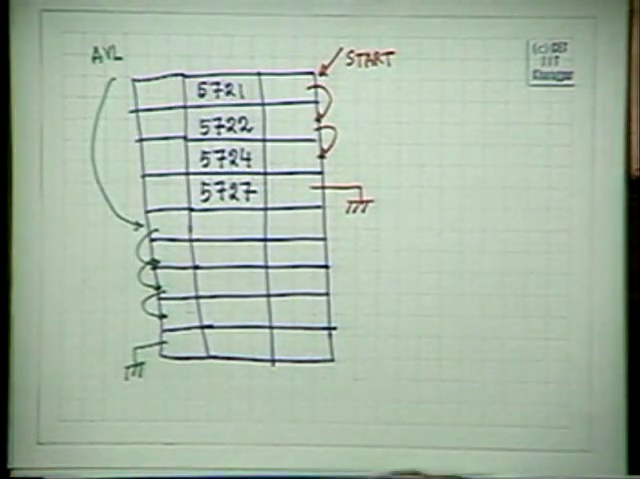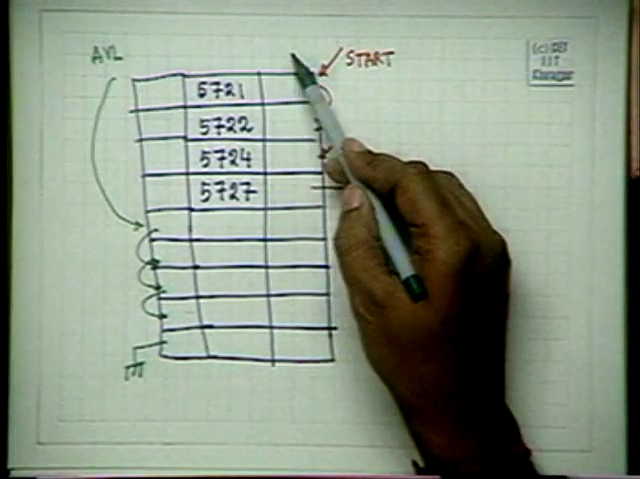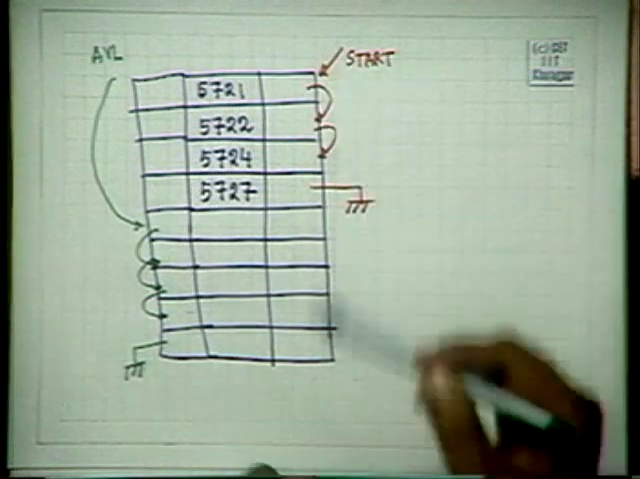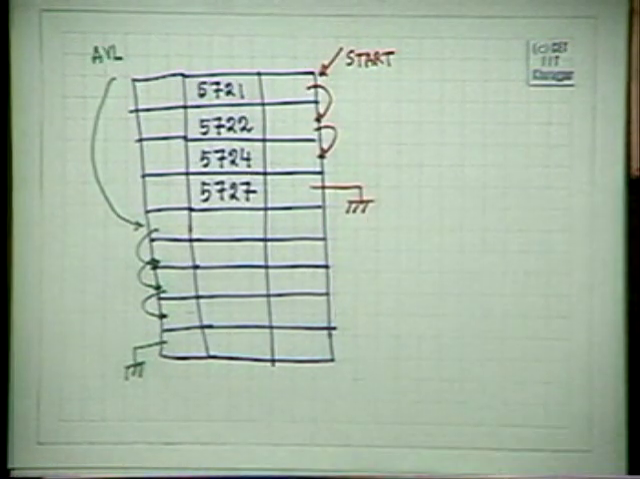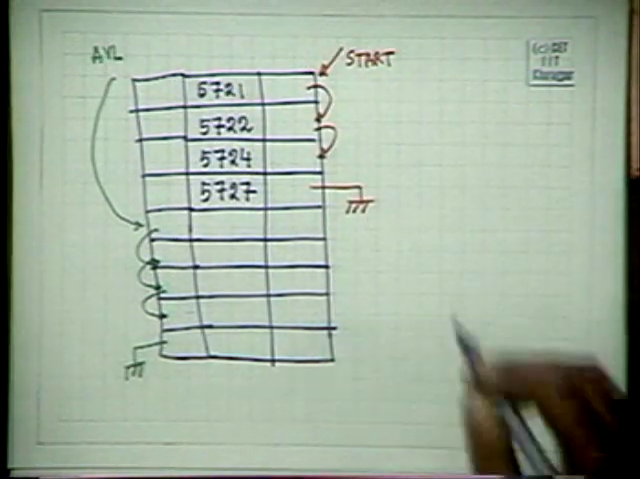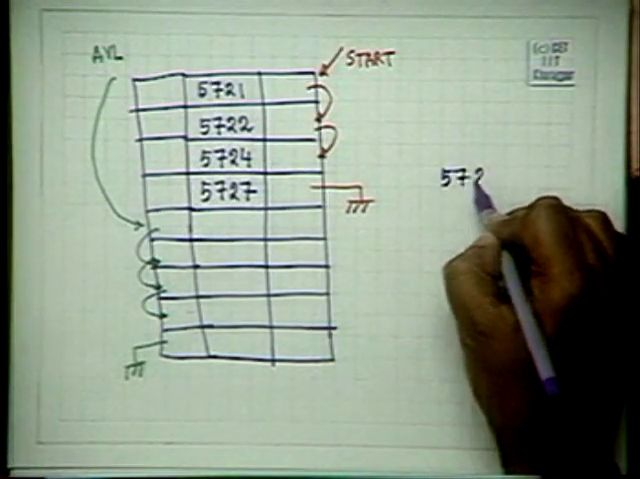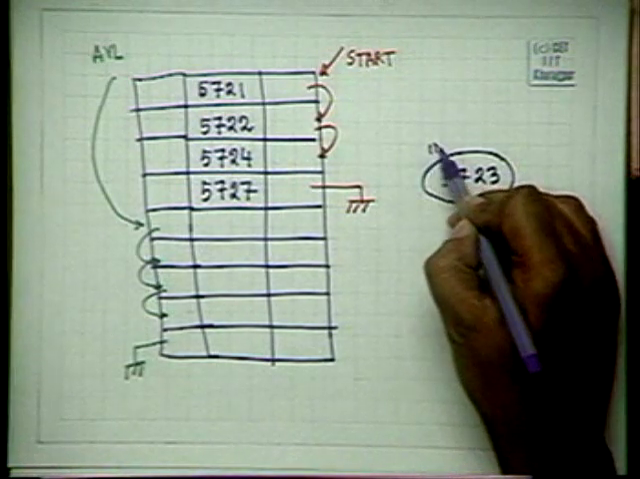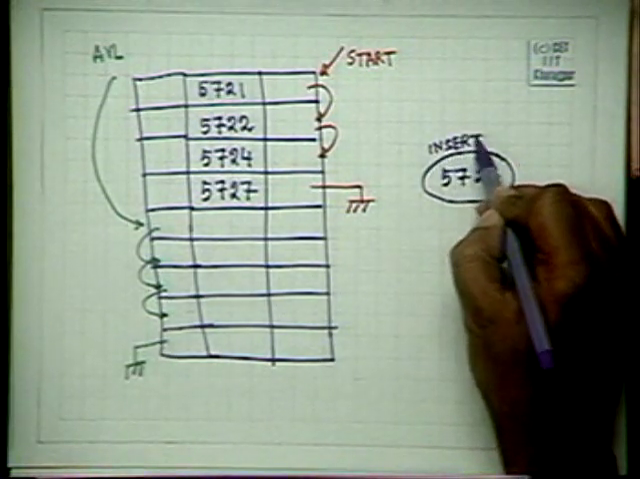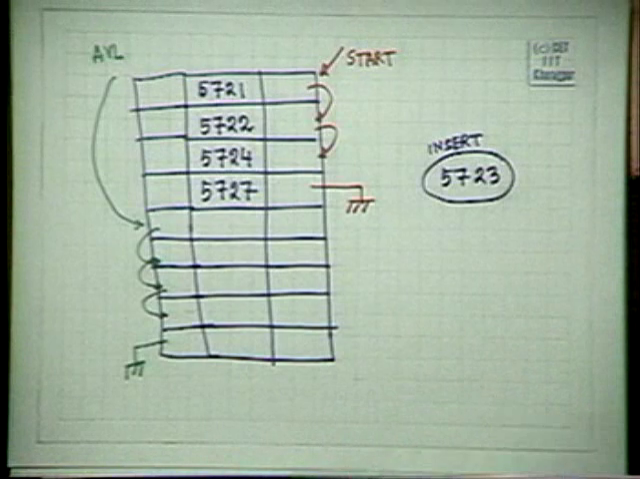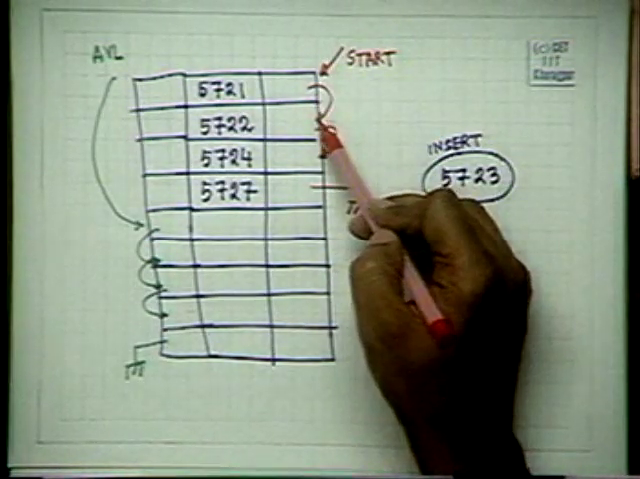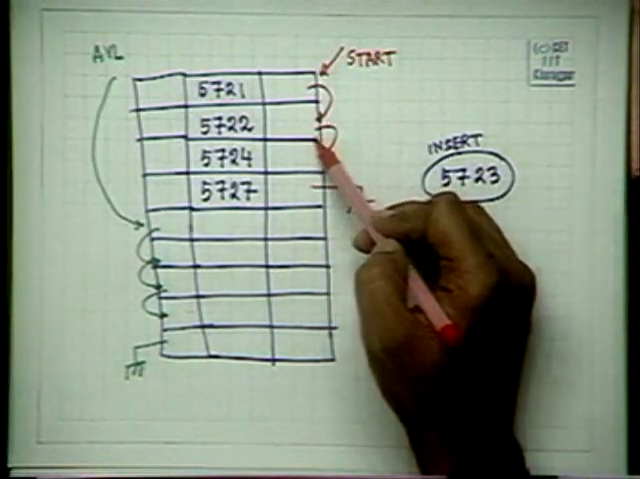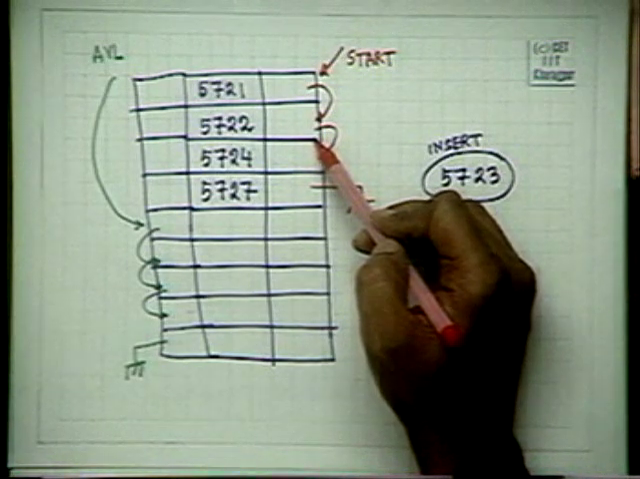Now suppose I want to insert a new record. So I will find where I want to insert it. To find that, I will start from the beginning. And suppose I want to insert 5, 7, 2, 3. At this point, I will come here. This is 5, 7, 2, 2. This is 2, 4. So 2, 3 will be inserted after this.